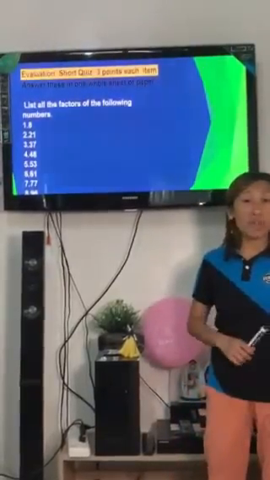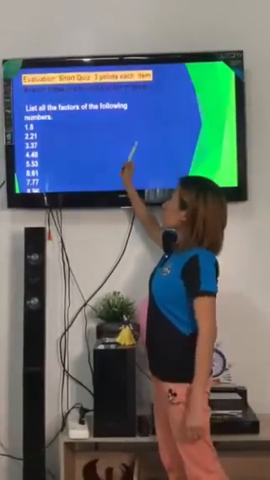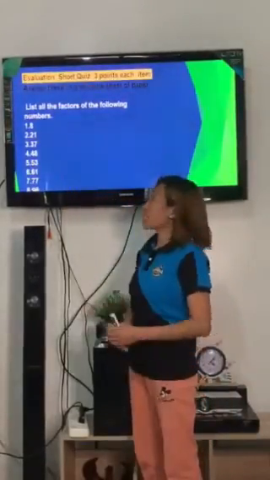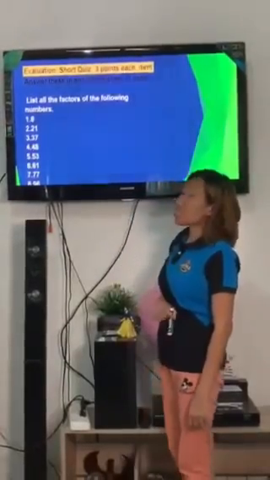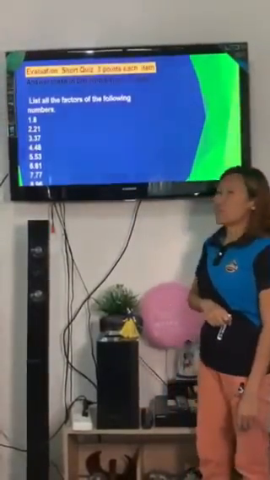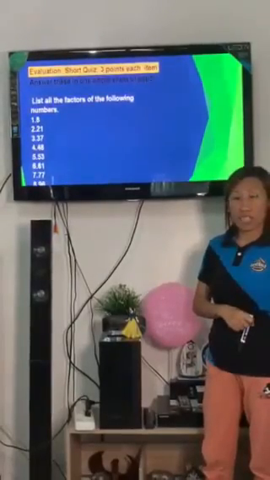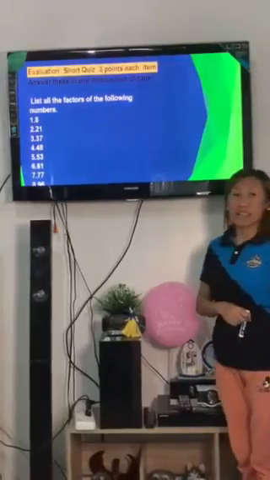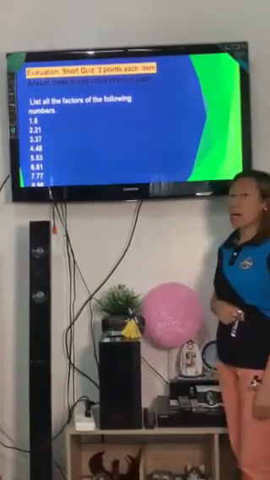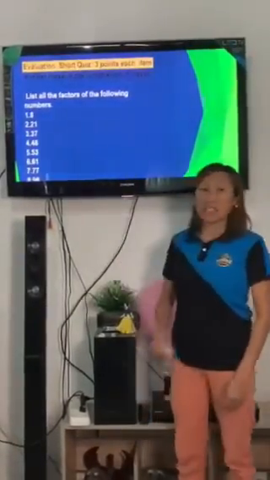In one whole sheet of paper, you answer these factors. Number 1, 8. Number 2, 21. Number 3, 37. Number 4, 48. Number 5, 53. Number 6, 61. Number 7, 77. And number 8 is 96. Each number corresponds to 3 points.